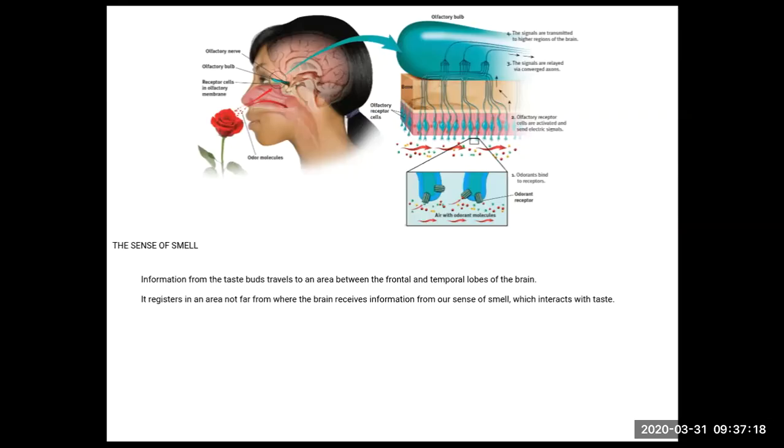So here we see with the olfactory system, which is the sense of smell, that the receptor cells are in the olfactory membrane. When you're smelling, little molecules of odor go into the nose. They bind to the receptors, and that changes them into a neural signal. They go up through the olfactory bulbs, as they're called, and are sent to the gustatory cortex to combine with the taste receptors area of the brain.